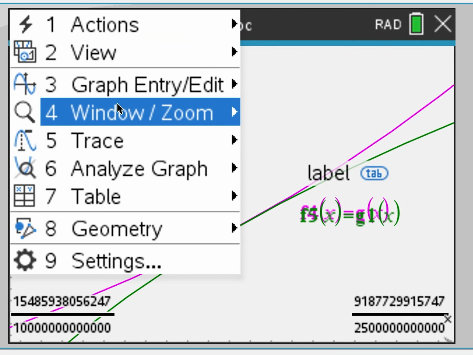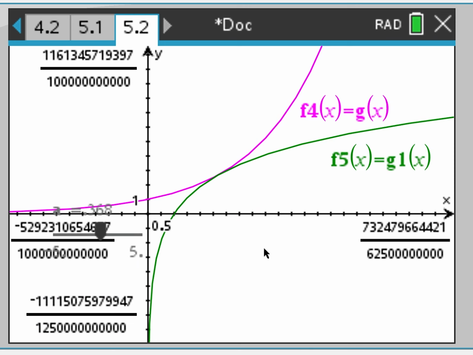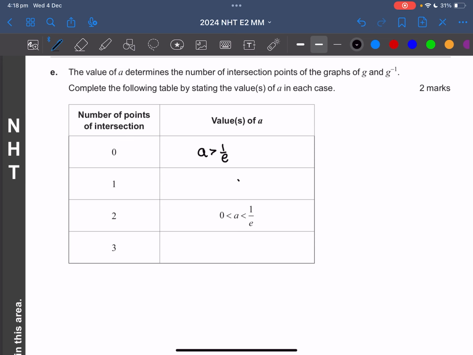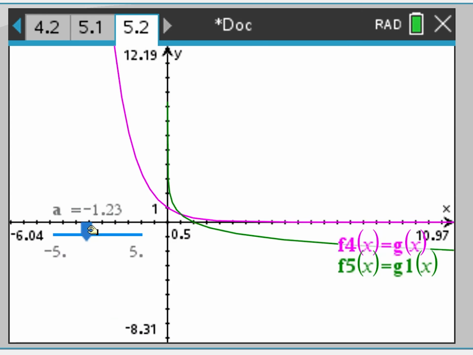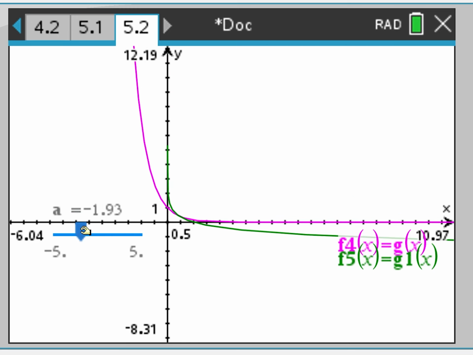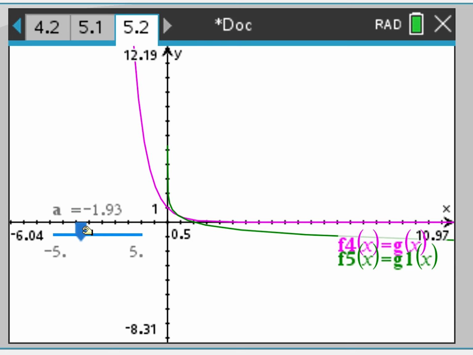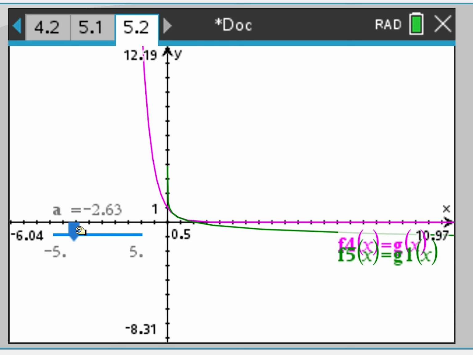So let me zoom out a bit. Okay, so I guess we can write that down as well, that a equals 1 on e, we have 1 intersection. Okay, now let's try and find 3 intersections. So, okay, that is still 1 intersection. Also, a equals 1 on e is not the only solution. Now when does the graph have 3 x-intercepts?